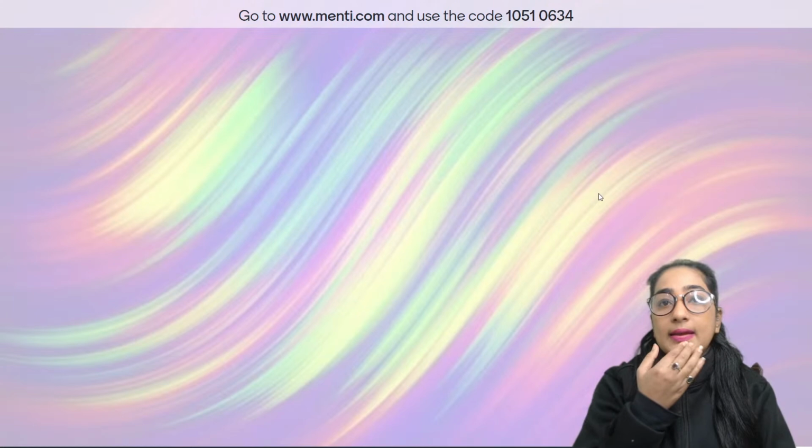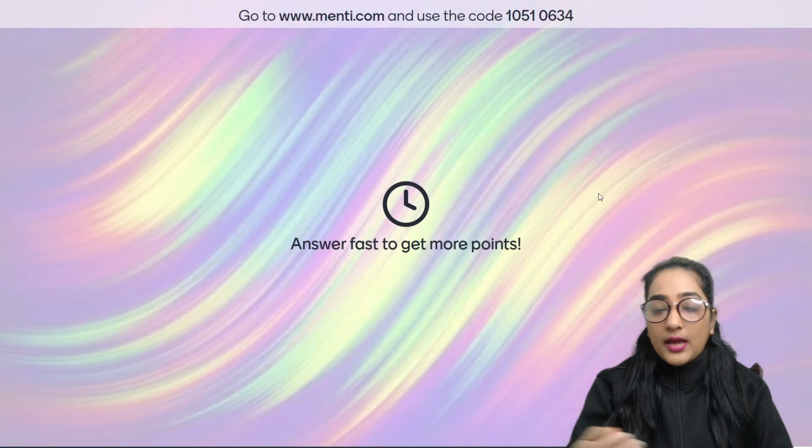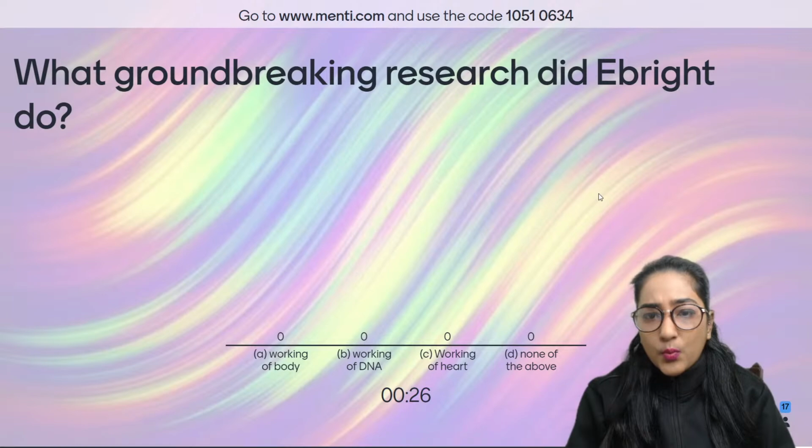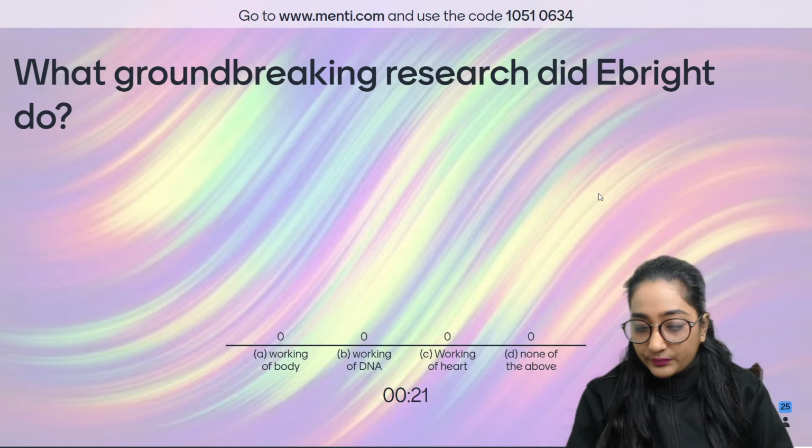Now we are moving to the next question. Question number 18 on your screen. And here we go. What groundbreaking research did Ebright do? Working of body, working of DNA, working of heart, or none of the above? What exactly is the right answer?